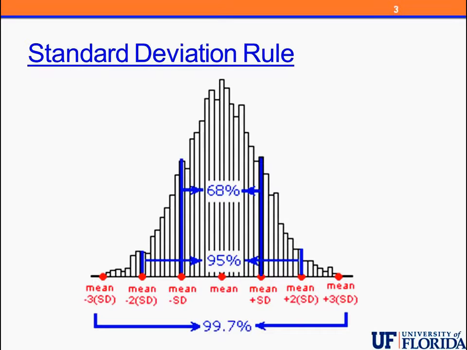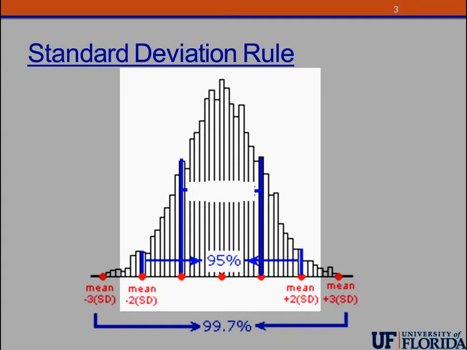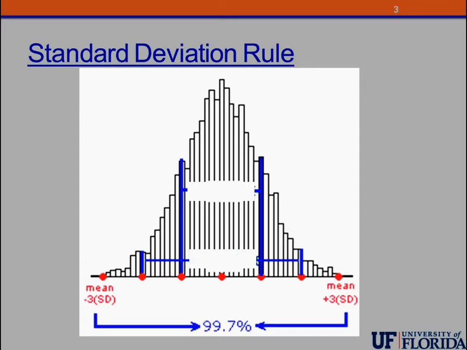For normally distributed, or approximately normally distributed variables, we can use the standard deviation rule to break up the distribution and determine some percentages within certain ranges. The standard deviation rule states that approximately 68% of the observations fall within one standard deviation of the mean. Approximately 95% of the observations fall within two standard deviations of the mean. Approximately 99.7%, or virtually all, of the observations fall within three standard deviations of the mean.